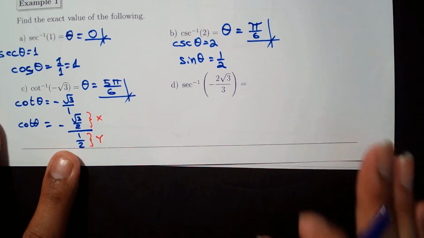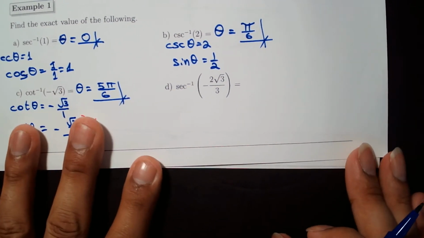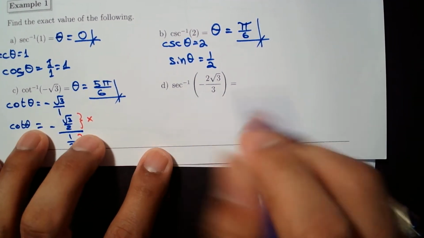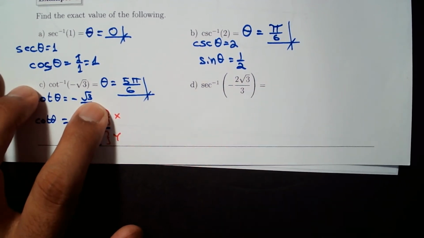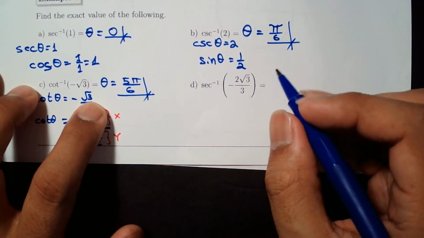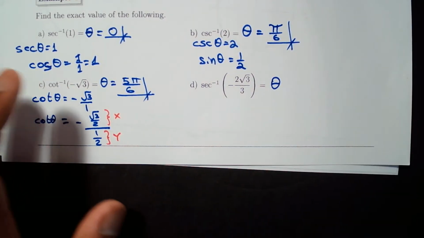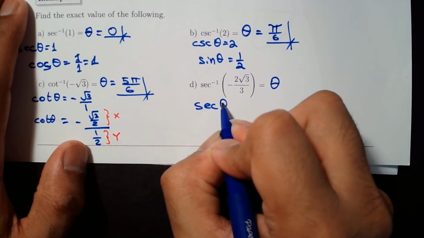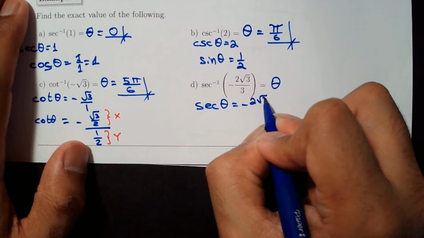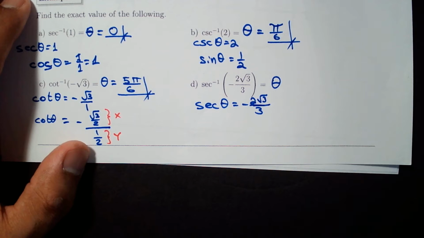Let's look at one more. All right, looking at this one: secant inverse of -2√3/3. Well, so let's see. This is going to be some angle theta, which means that secant theta equals -2√3/3. All right. So now, how are we going to go about this one?